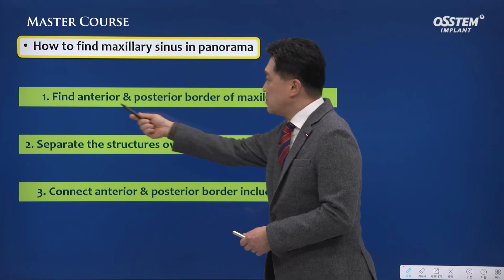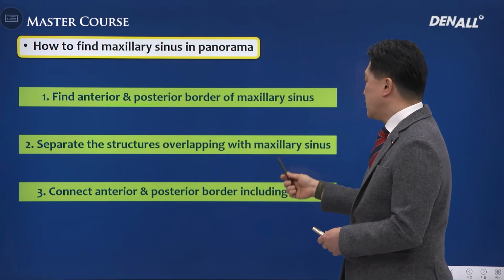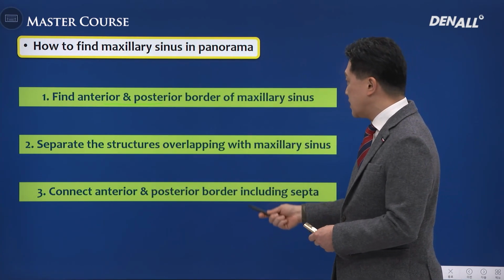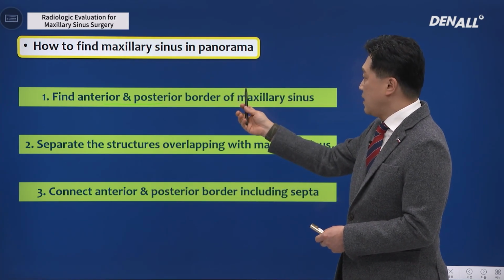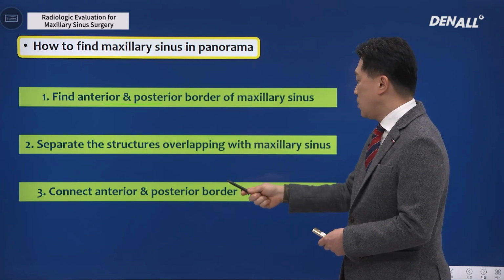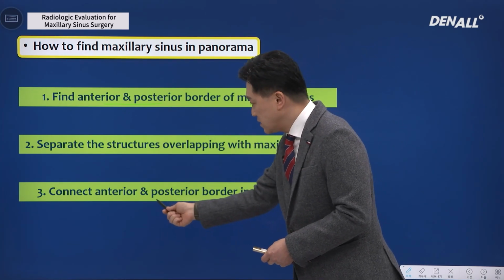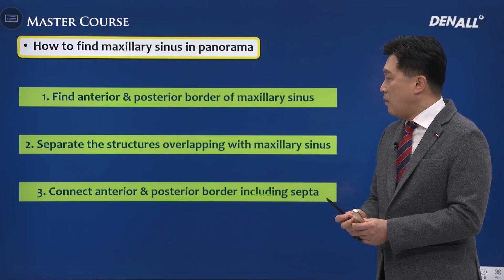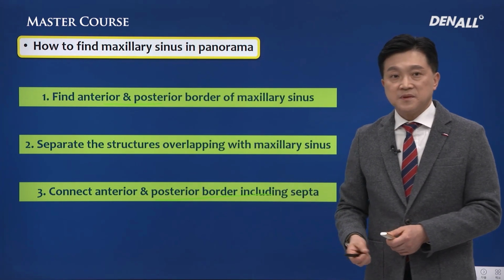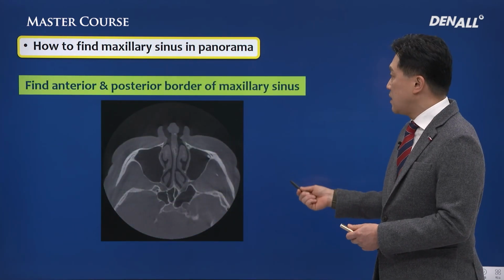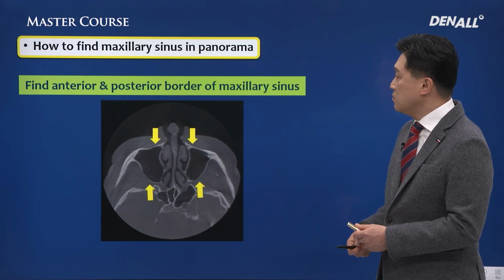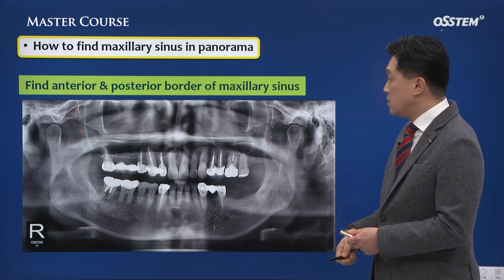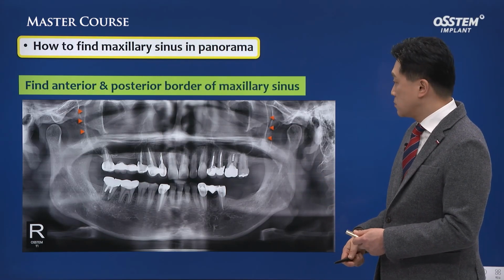This involves identification of the anterior and posterior border of the maxillary sinus. We also need to separate the structures overlapping with the maxillary sinus. Also, connect the anterior and posterior border, including septa, to identify the sinus floor in an accurate manner. This is simple. First, we find the anterior and posterior border of the maxillary sinus. If you look at this panoramic image, the posterior border and anterior border are searched.